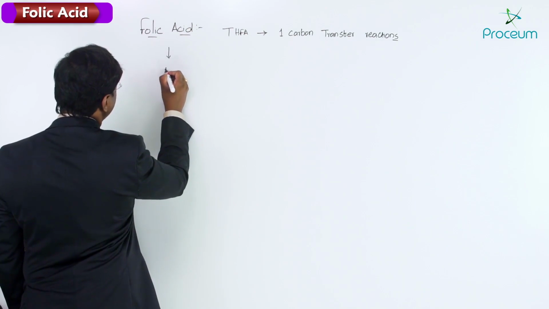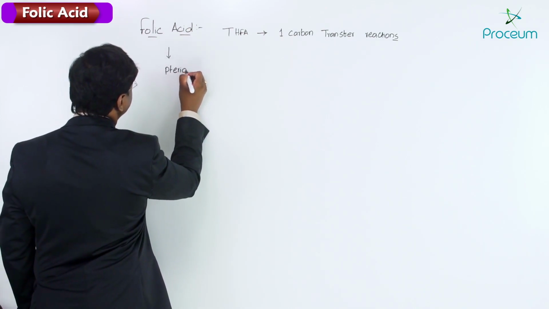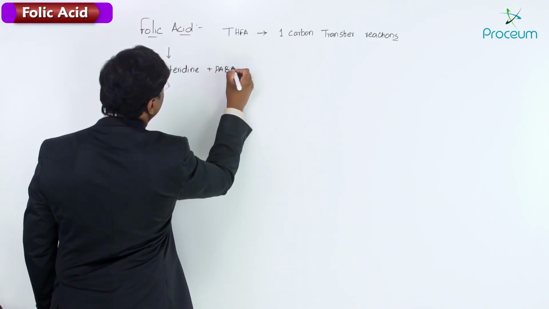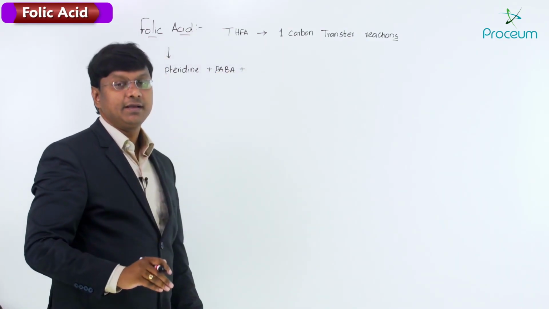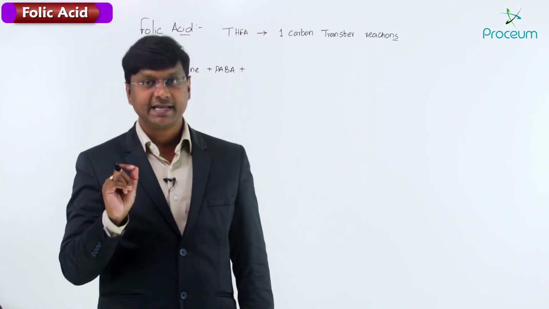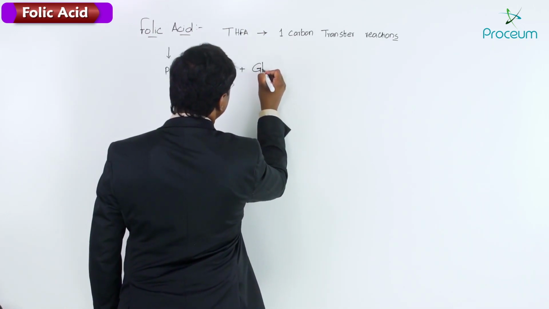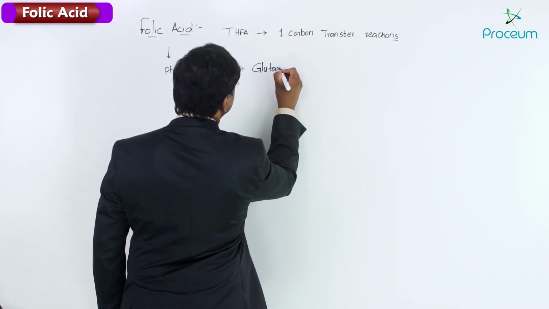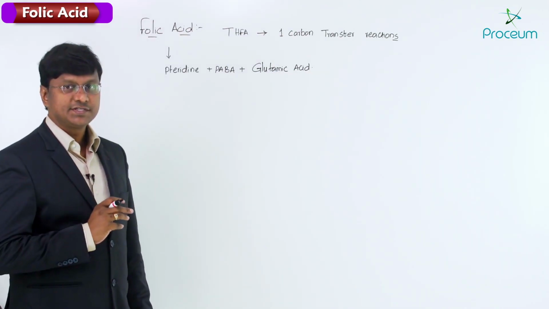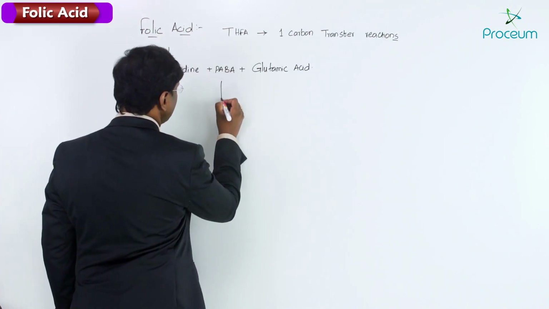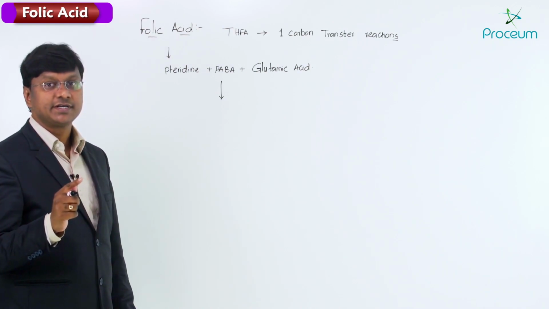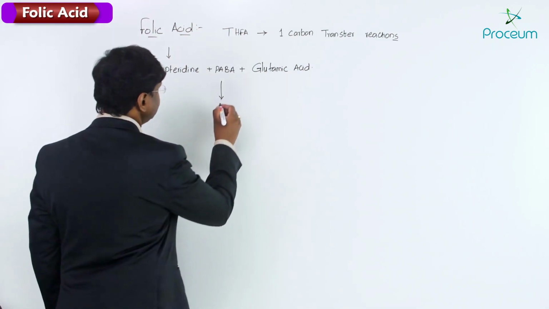It contains pteridine, it contains PABA, that is para-aminobenzoic acid, then followed by that it also has the glutamic acid, right? Followed by that glutamic acid. So this particular compound, in the presence of the enzyme folic acid synthase, is converted into dihydrofolic acid, right?